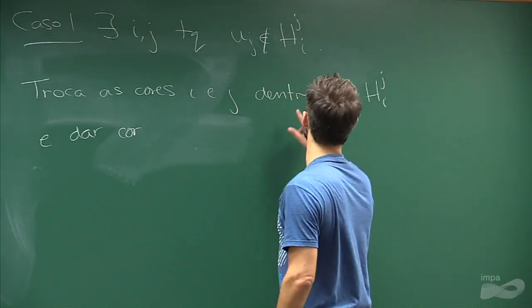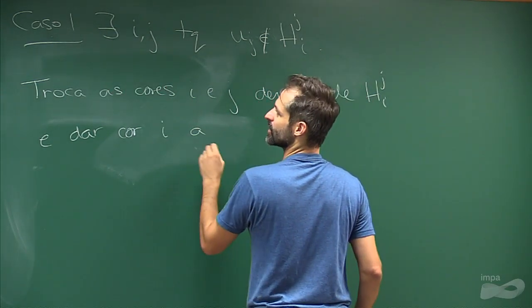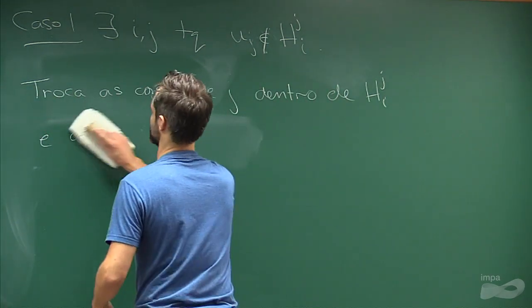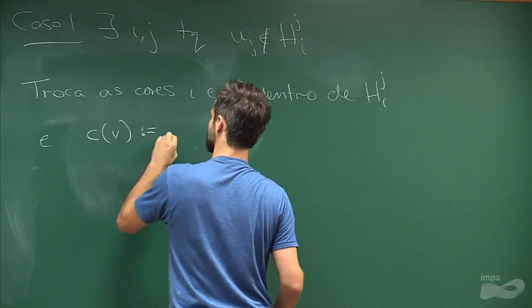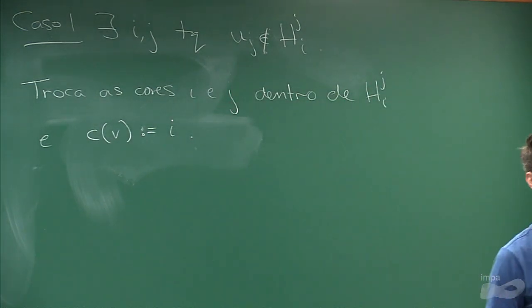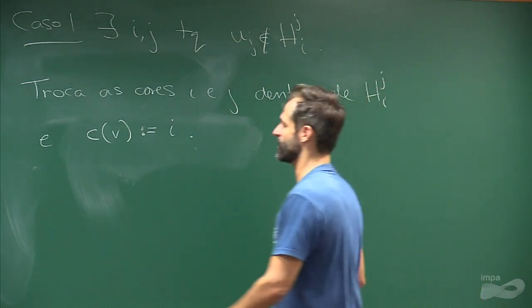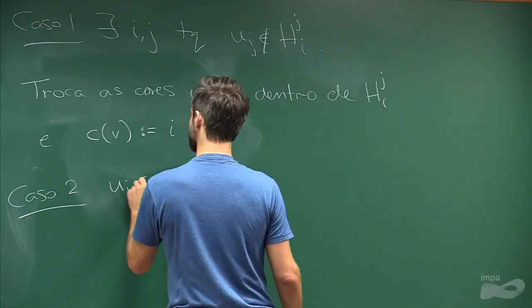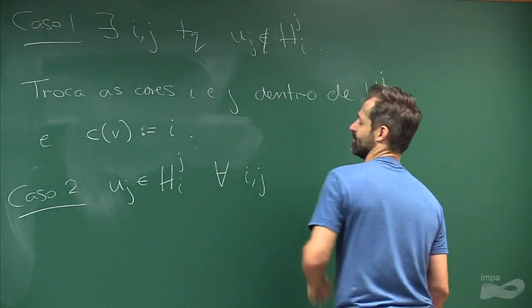Right. And give colour. So what happens? Colour vertex i becomes j. Okay, and set the colour of V to be i. Right? Is it okay? Okay, this is the same argument. Okay, so case 2. Uj is in Hij for all pairs i and j.